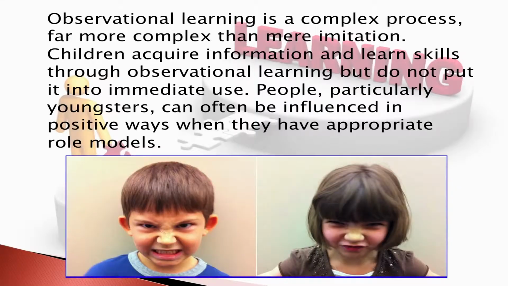However, observational learning is a complex process, far more complex than mere imitation. Children acquire information and learn skills through observation, but do not put it into immediate use. People, particularly youngsters, can often be influenced in positive ways when they have appropriate role models.